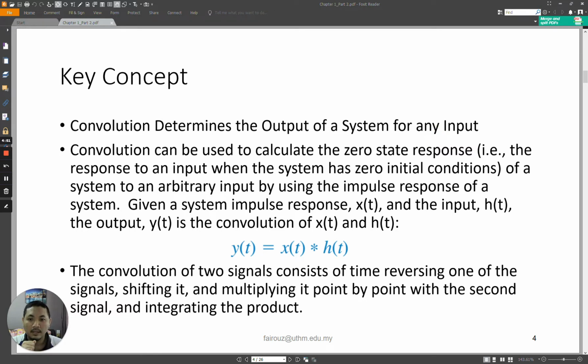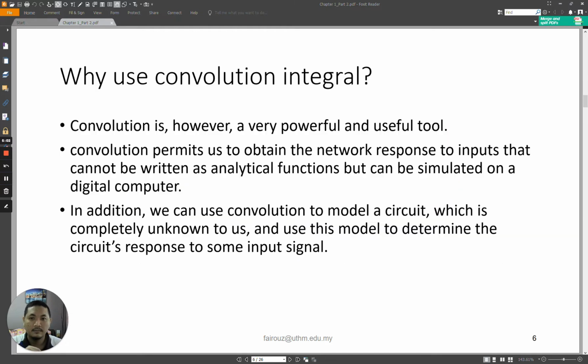Same thing: convolution of two signals consists of time reversing one of the signals and shifting it. Never mind, we'll look at this later.